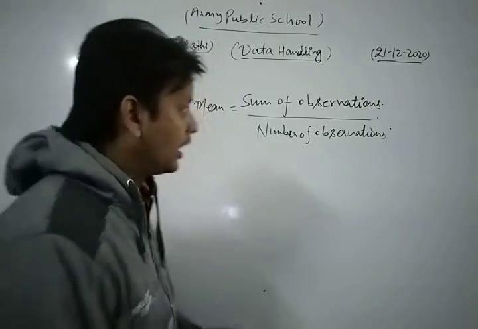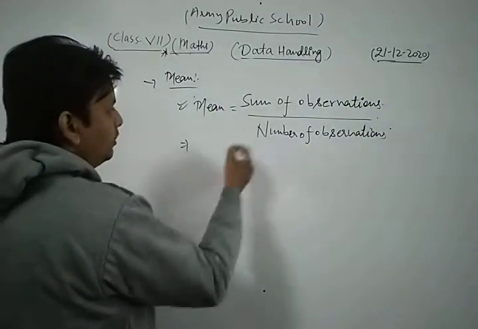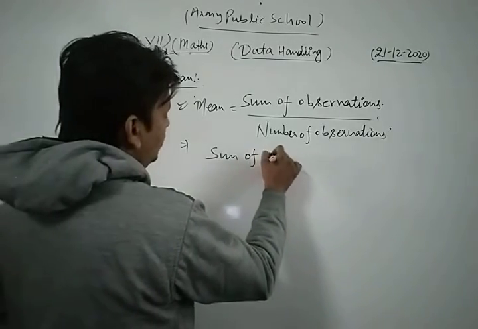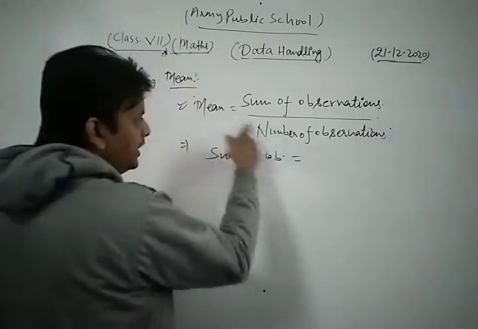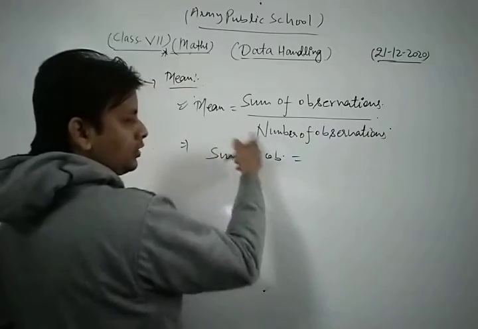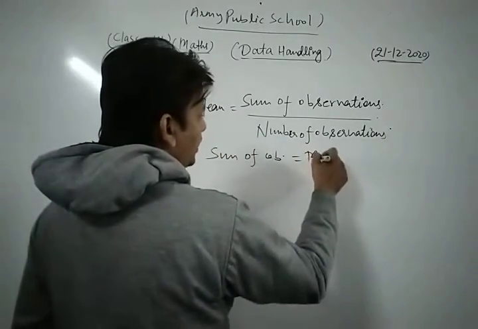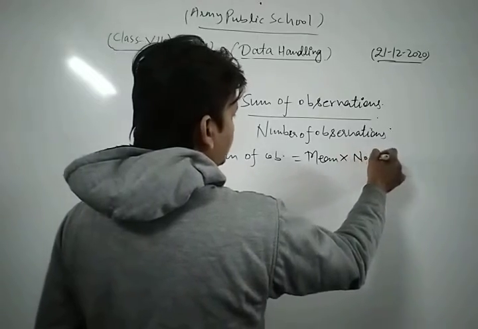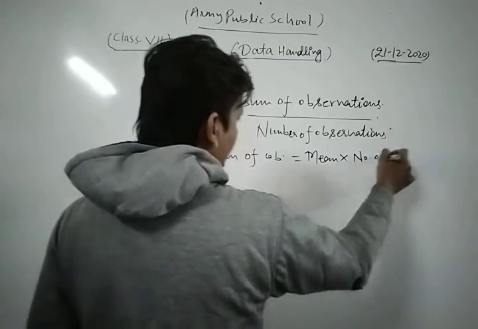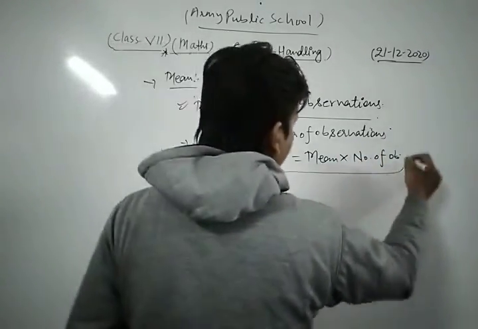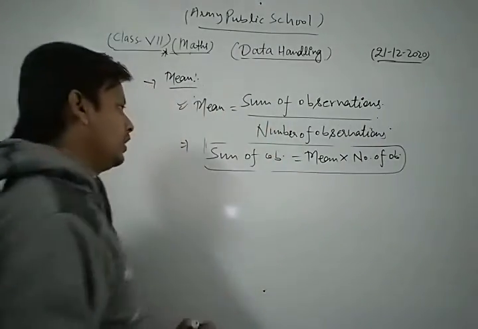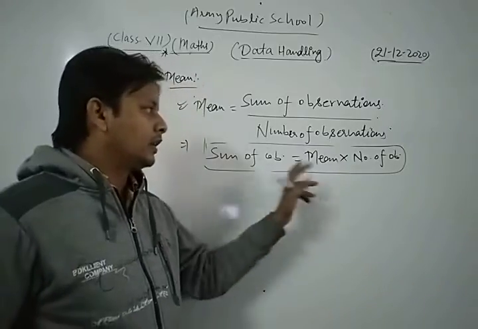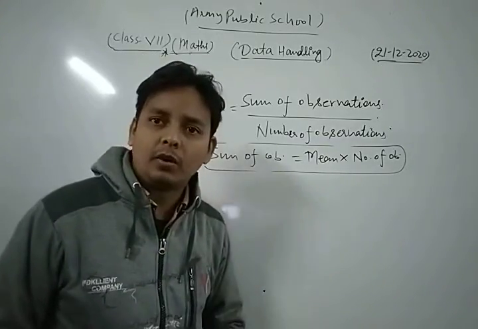Okay dear friends, and from there, sum of observations is equal to what? Sum of observations is equal to mean into number of observations. We do the cross multiplication now. So we get mean into number of observations. This is also a very important relation between them. So in this way we find the sum of observations by using the formula mean into number of observations.